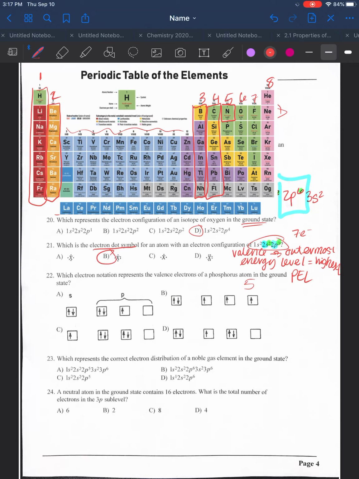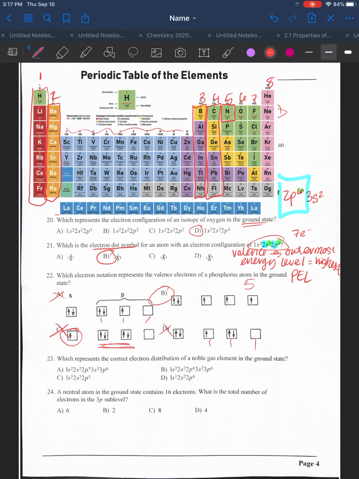Well, we know C is not, because there are electrons in the p orbitals when the s is not even full, so it can't be C. And then if we look at A, we fill 1 electron in each orbital first, so it can't be A. And D also breaks that rule. There should be 1 electron in each of the p orbitals first, so it has to be B.